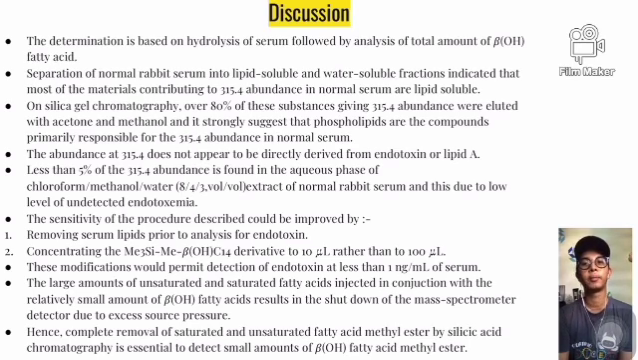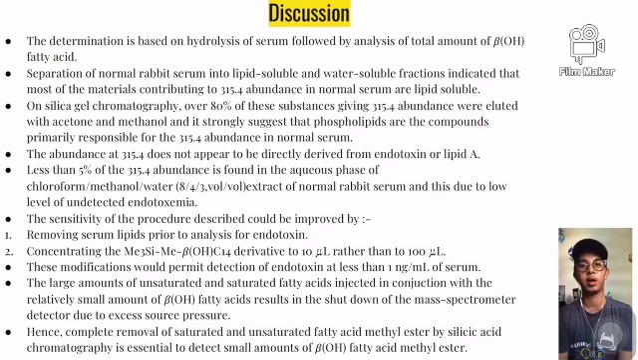The sensitivity of the procedure described could be improved by first removing serum lipid prior to analysis for endotoxin. Second is concentrating the Me3Si-Me beta hydroxy C14 derivative to 10 microliter rather than to 100 microliter. This modification will permit detection of endotoxin at less than 1 nanogram per milliliter of serum.